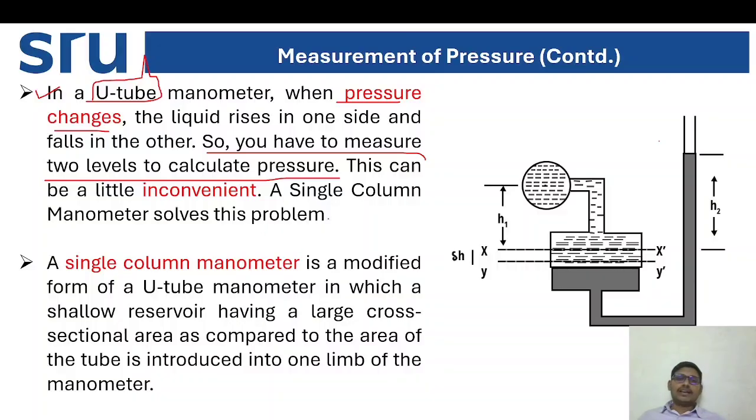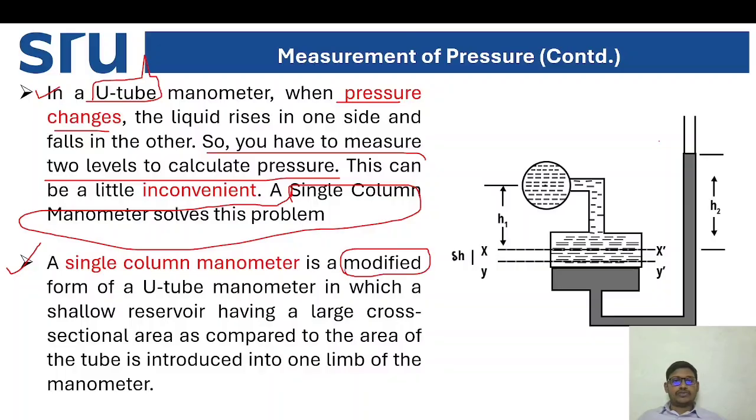So a single column manometer solves the problem. A single column manometer is a modified form of the U-tube manometer. It is a modified version of the U-tube manometer in which a shallow reservoir, having a large cross-sectional area compared to the area of the tube, is introduced into one limb of the manometer.